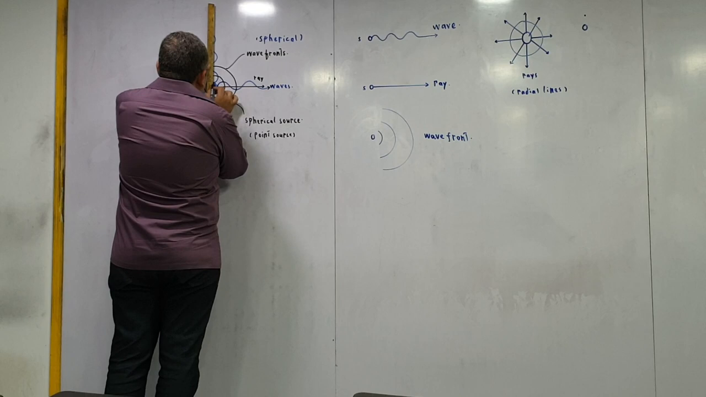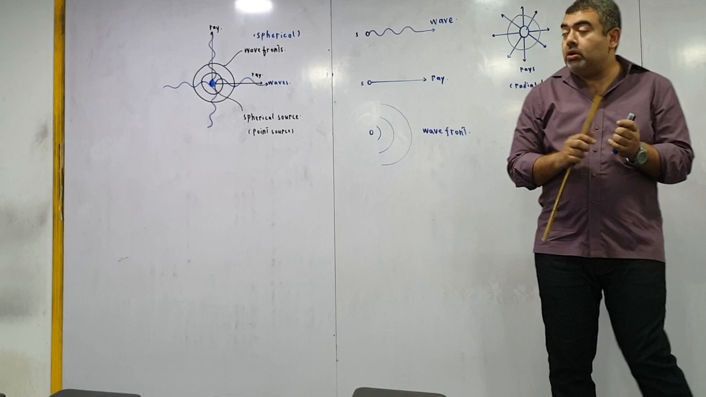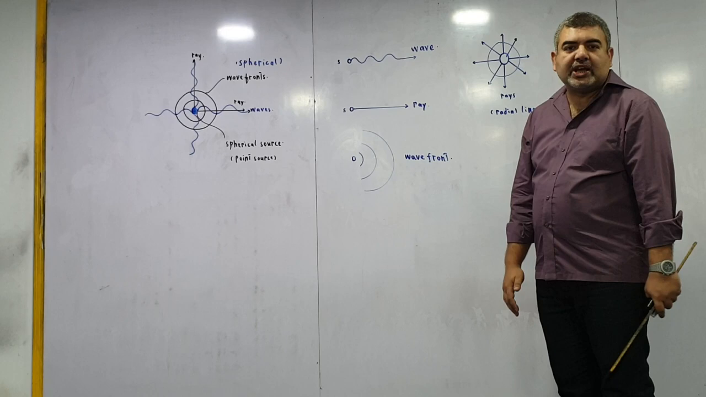So what actually is a ray? Ray shows actually the direction in which wave is carrying energy. So source emits actually wave. The locus of the points on the waves which are in the same phase constitute wave fronts. And then the direction in which that energy is carried is shown with the help of rays. This is the brief introduction.